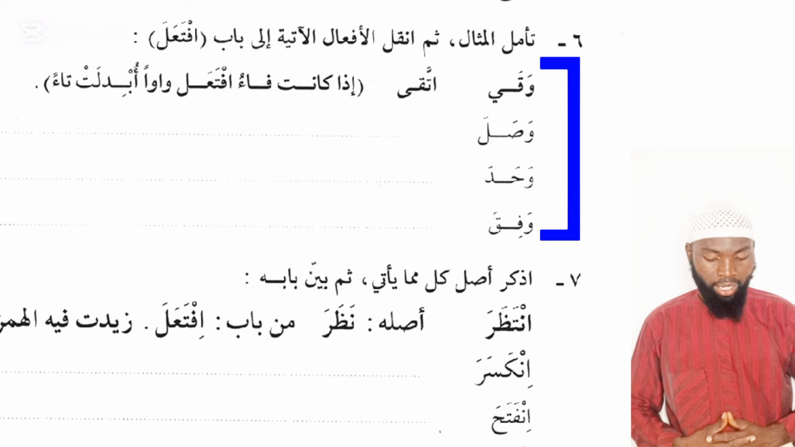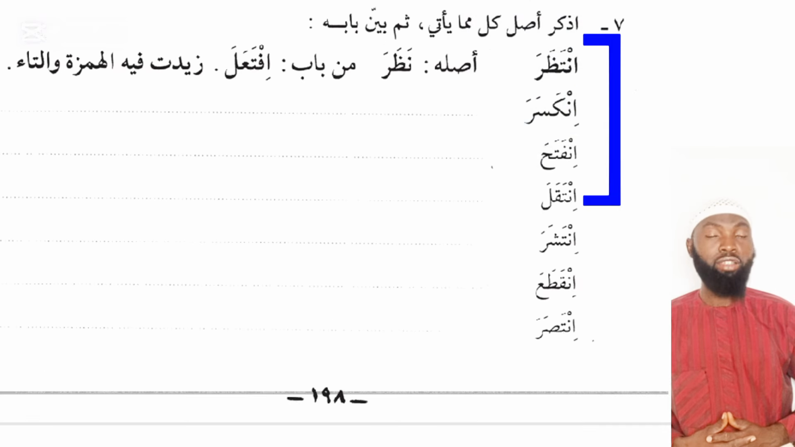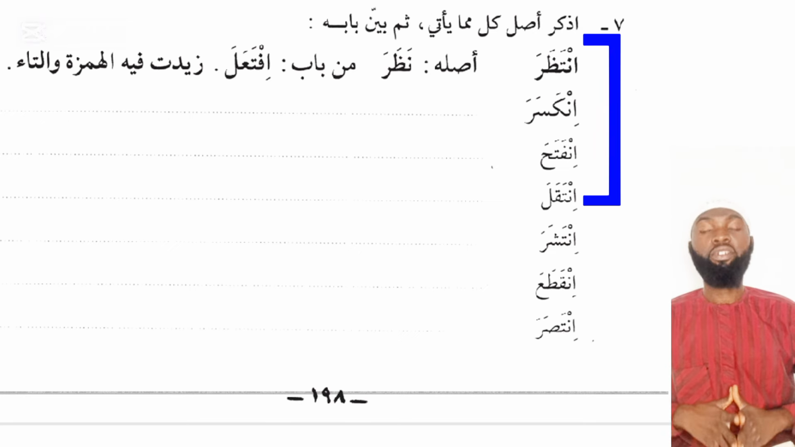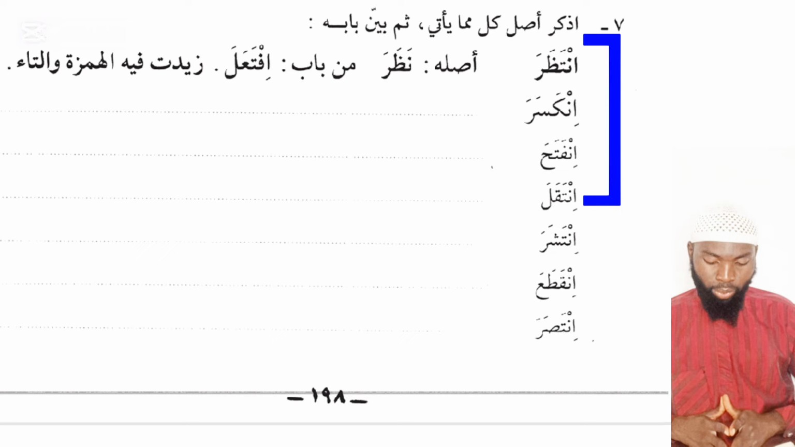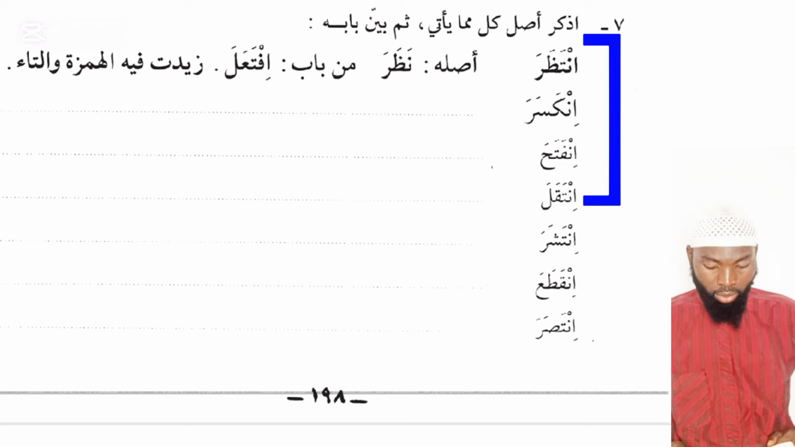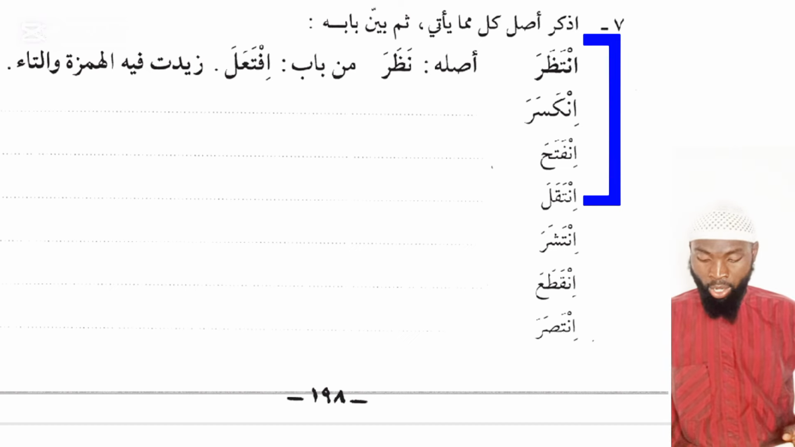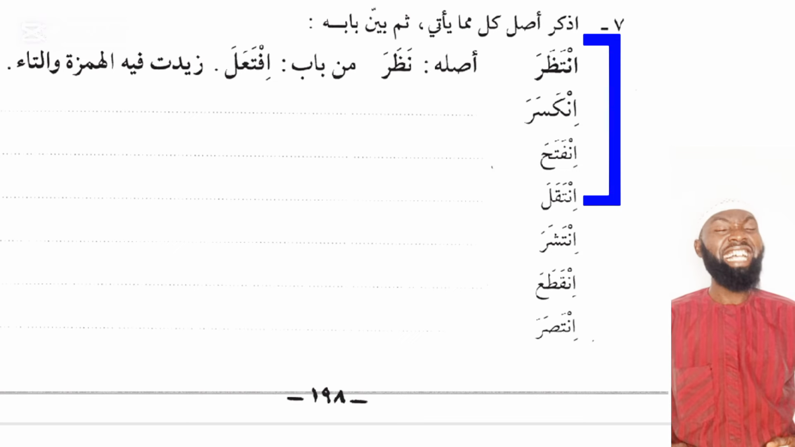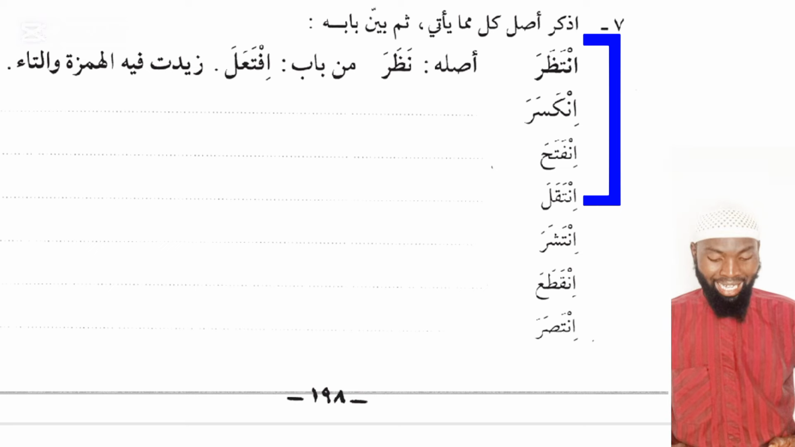MashaAllah. We have here uzkur asla kulli mimma yati thumma bayyin baba. We are to mention the origin of the following verbs which are now in the pattern of ifta'ala, and also explain the pattern. Example, we have intadhara. Aslu, the origin is what? From the word nadhara. Min babi ifta'ala, from the pattern of ifta'ala. Zidat fihi hamza wa ta. Hamza and ta have been added to it. The same thing, we have the word inkasara. So it's from the word kasara. Origin of it is kasara.